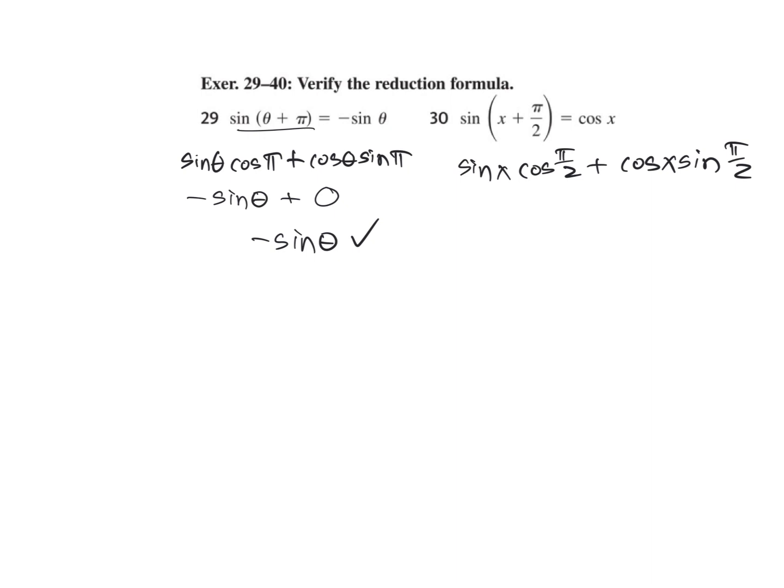So we don't know the sine of x, but the cosine at 90 degrees is 0. So 0 times the sine of x is 0. Now on the right side, we have the sine of pi over 2. What's the sine at pi over 2? It's 1. So we have 1 times the cosine of x, or cosine of x.